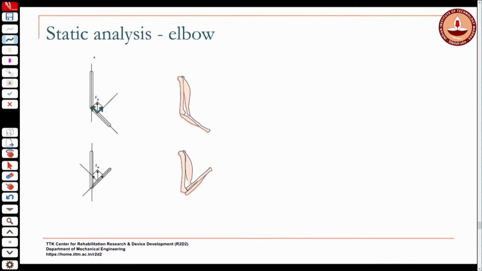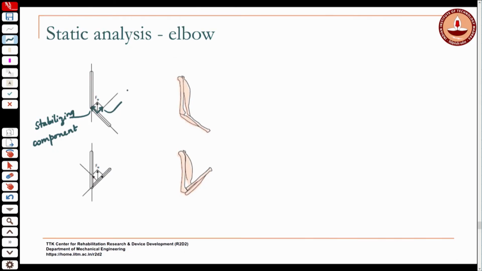So, in this case, if it is flexed greater than 90 degrees, the muscle force provides a contributing stabilizing force to the joint, it holds it together. That is called the stabilizing component. It is trying to push the two bones together into the cavity. The other component is called the rotational component of the muscle force.